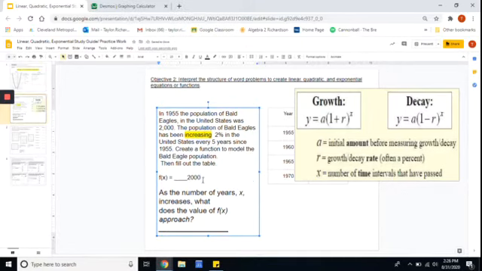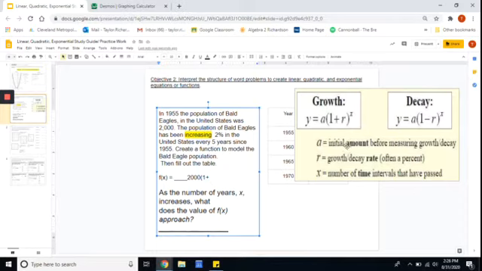Then I have a parenthesis, okay? Then I have a 1. You're always going to have a 1 there, and then a plus sign. The main difference between increasing or decreasing is increasing has a plus sign in the parentheses, decreasing has a minus sign. Okay, so plus sign.